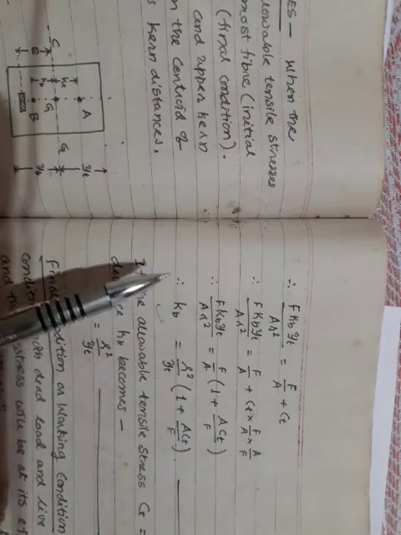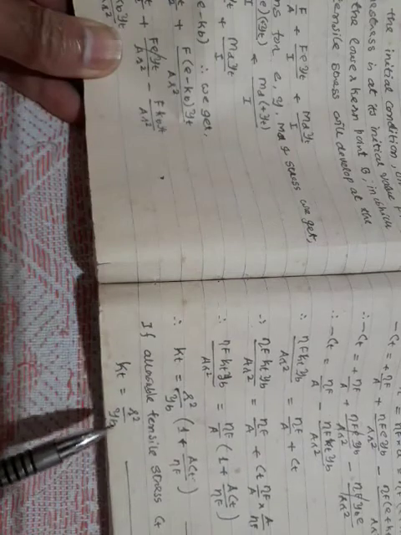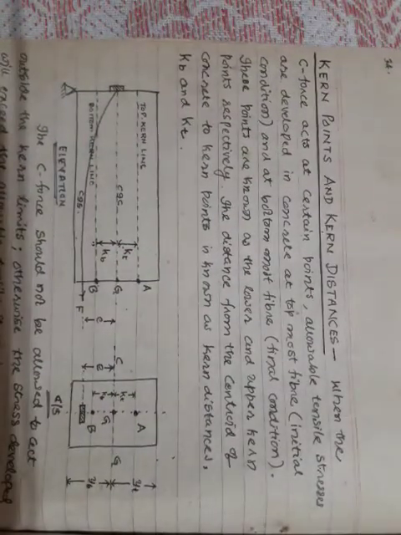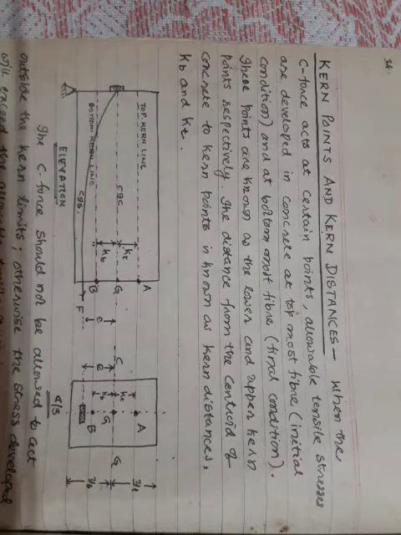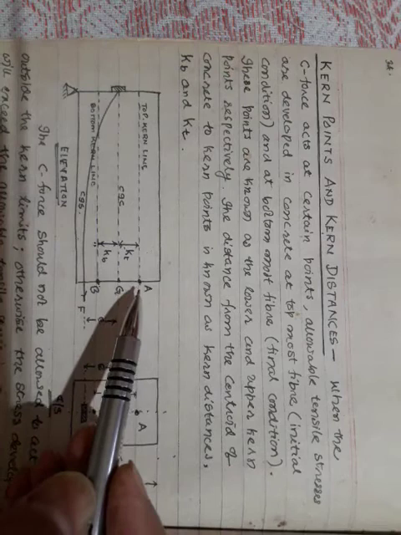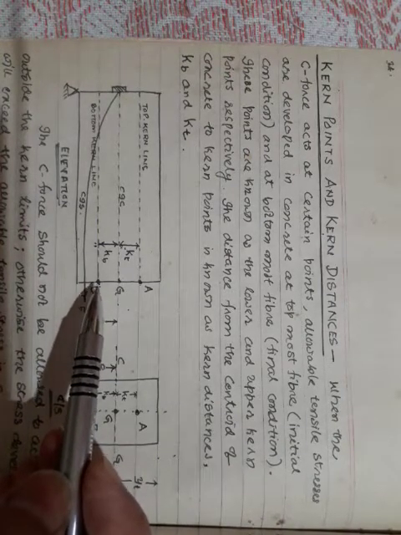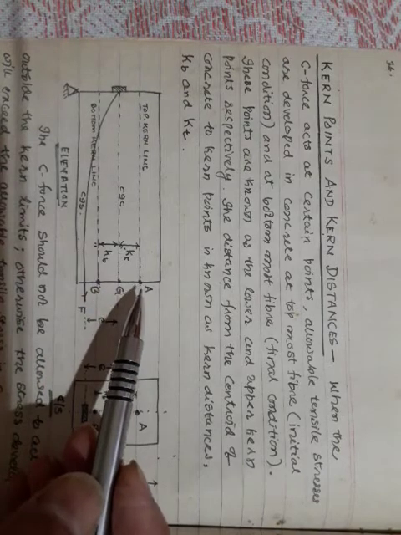So now you can just remember that the KB value can be calculated as r square by yt, and the KT value can be calculated as r square by yb. These are the two equations which you will have to remember. That is how the concept of kern points and kern distances works. Only thing is, you should not allow your C force to act beyond this point or beyond this point, either in the initial condition or in the final condition.